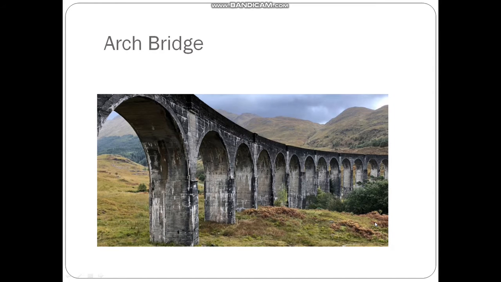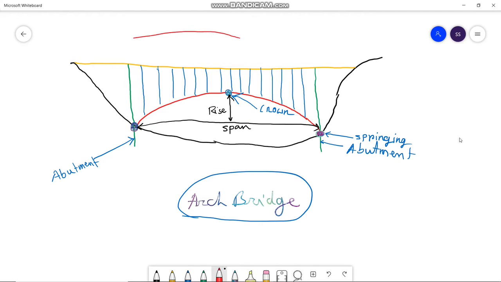This is a picture of an arch bridge. As you can see, these are the arches that are provided in the bridge, and over the arches there is the roadway. This is a typical picture of an arch bridge.